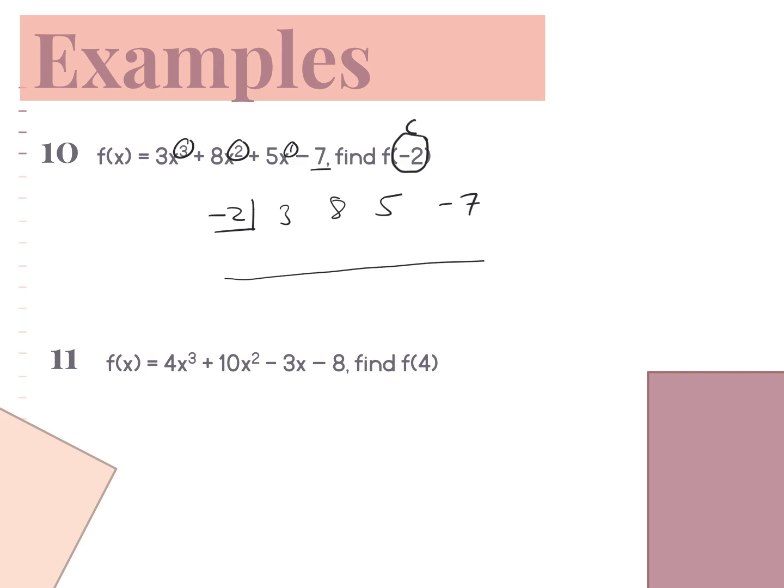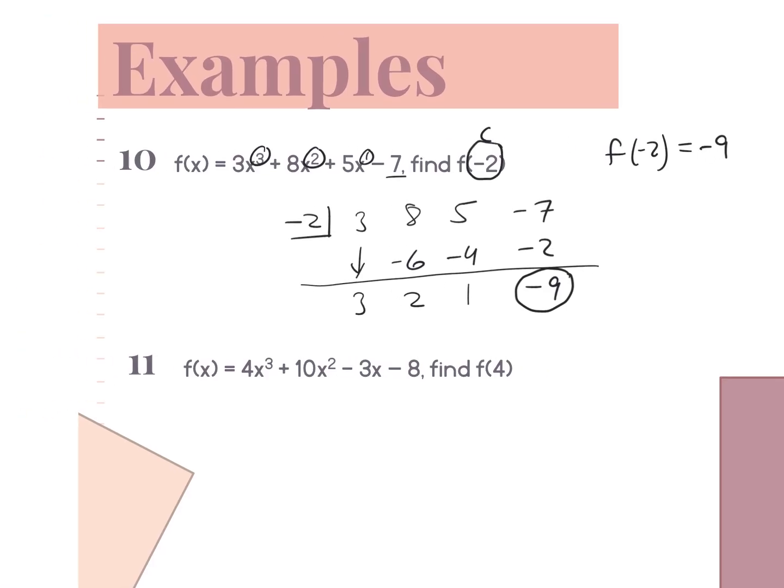I don't need any zeros as placeholders, so I would just do synthetic division, right? Bring down the 3, and 3 times negative 2 is negative 6. 8 minus 6 is 2, times negative 2 is negative 4, 5 minus 4 is a 1, and 1 times negative 2 is negative 2, and then you get a negative 9. What we mean with remainder theorem is that when I plug in negative 2, I should get negative 9 as the answer, right? So what does this mean? This just means f of negative 2 is equal to negative 9, right?